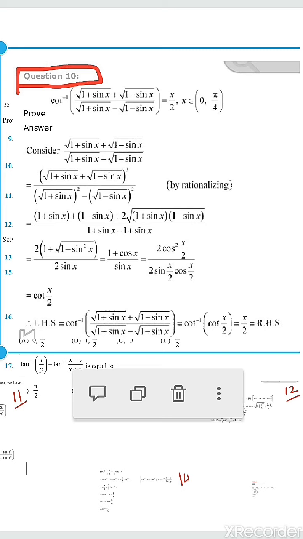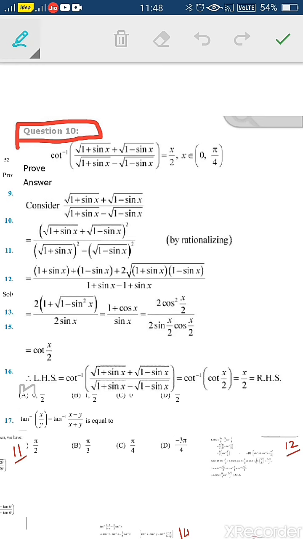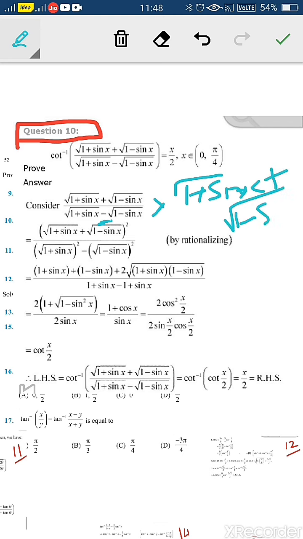Now you knew that you have to rationalize, right? So rationalizing the denominator, you know how to rationalize? Yes, you know how to rationalize. Rationalizing the denominator means you will multiply by square root of 1 plus sine x. Since here it is minus sine, you will take plus square root of 1 minus sine x, right? And in the numerator also it will be the same. So after rationalizing, you got the value (1 plus cos x) upon sine x.